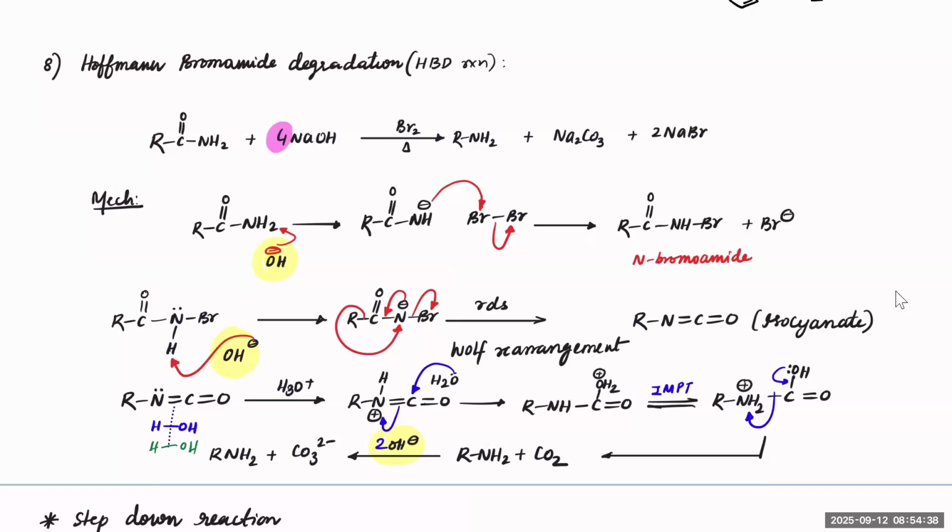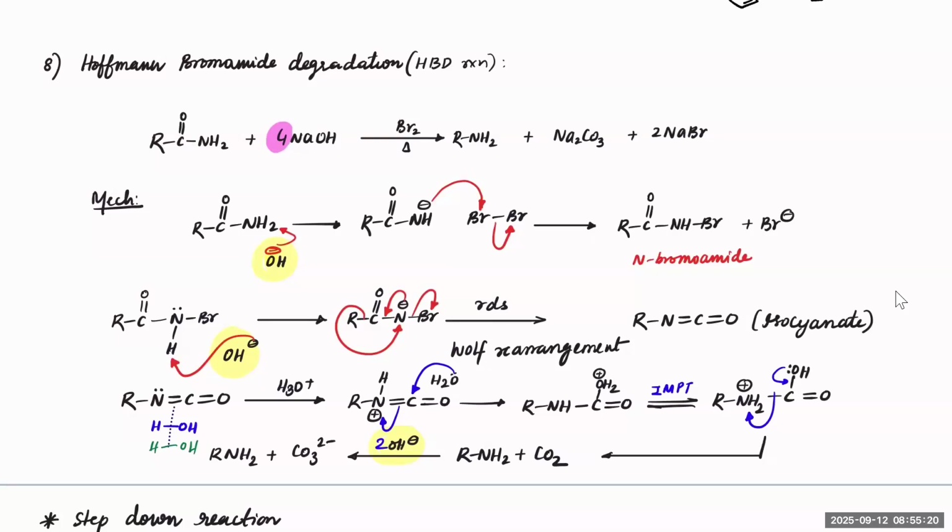Without even thinking much about the mechanism, can we recall what are the things we need to learn from the exam point of view? In happy birthday reaction, first thing you should know, there are generally 4 moles of NaOH. Second, the product is primary amine only. Third, it is a step down reaction. Fourth, the intermediate formed here is isocyanate. These 4 points are always being asked multiple times as questions. So even without knowing any mechanism, we should be able to answer that.